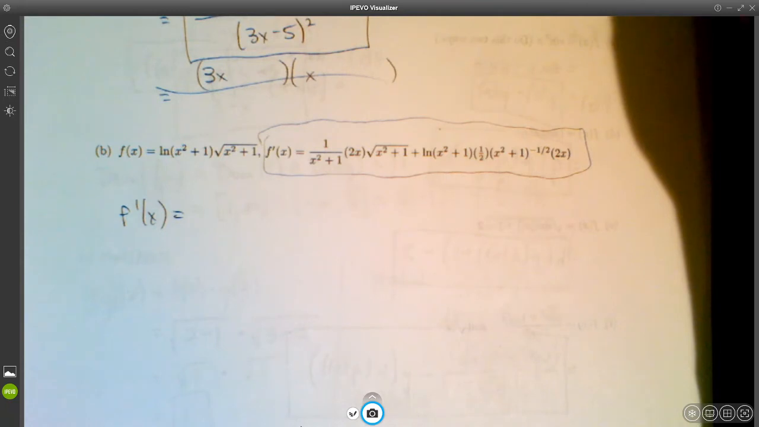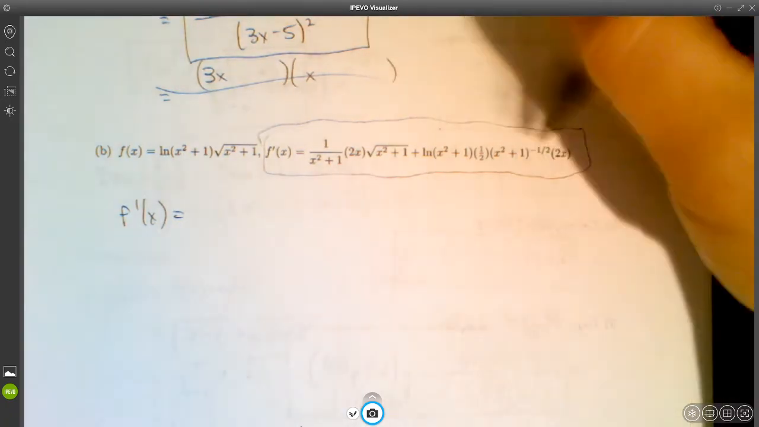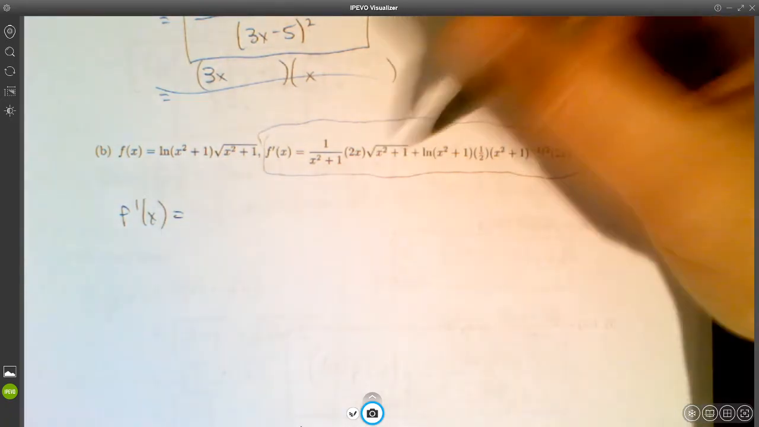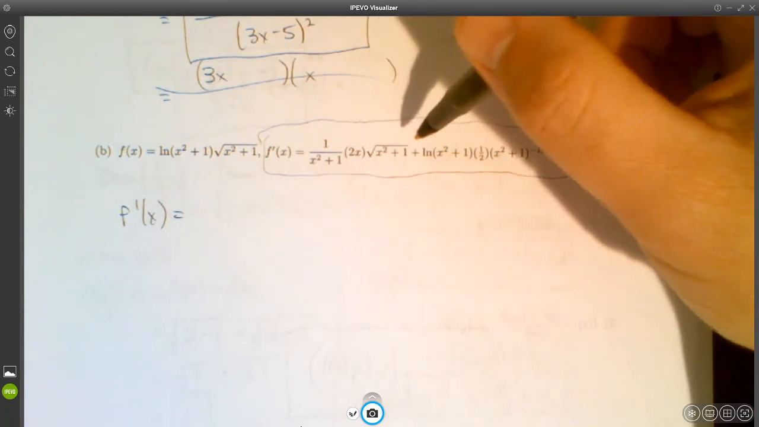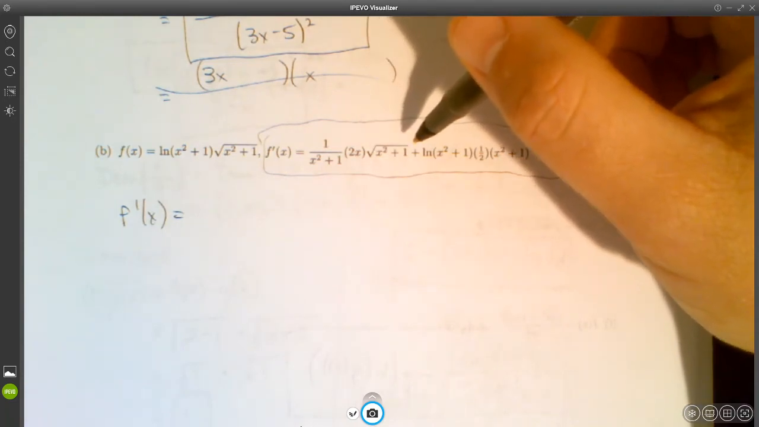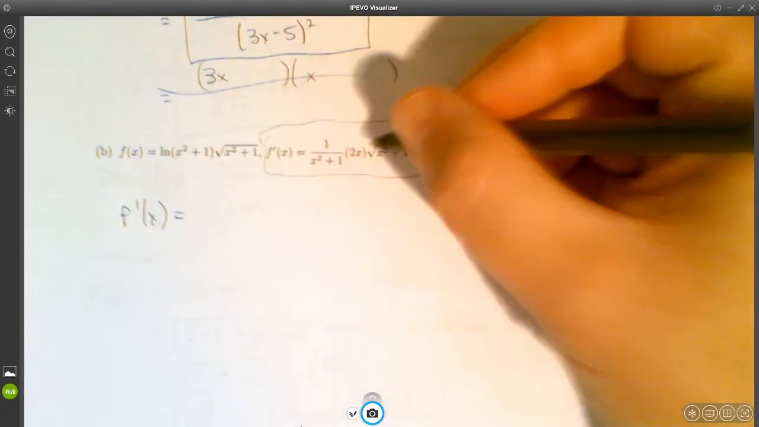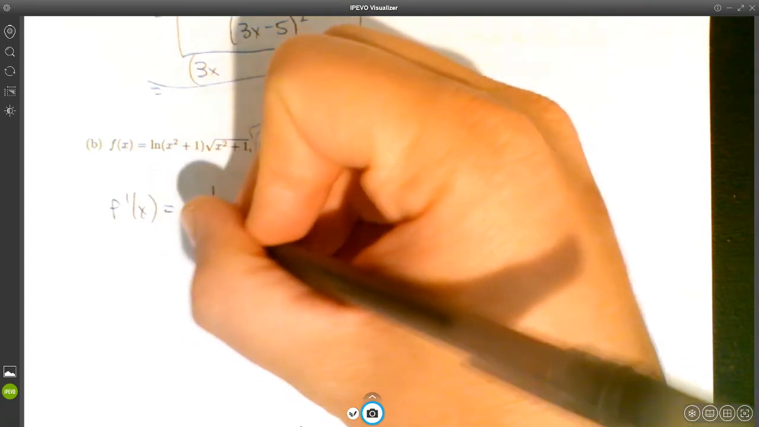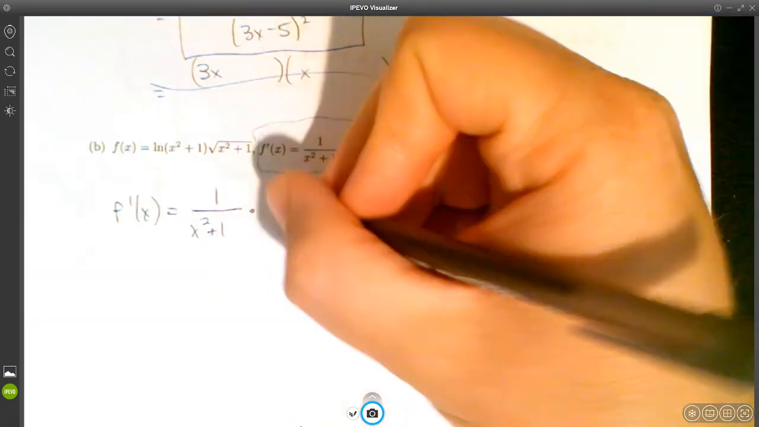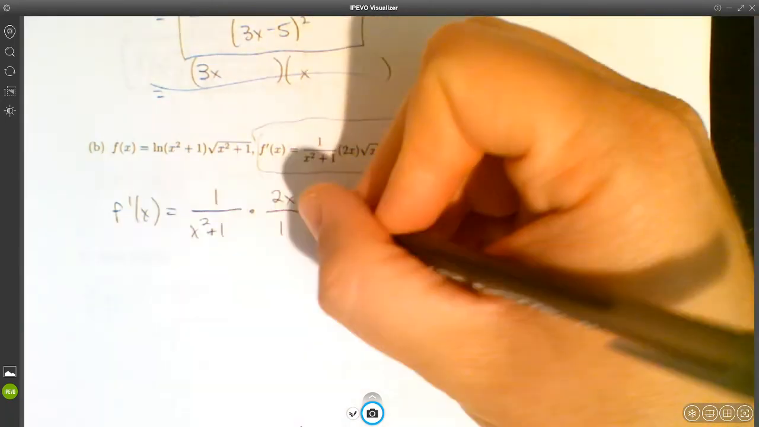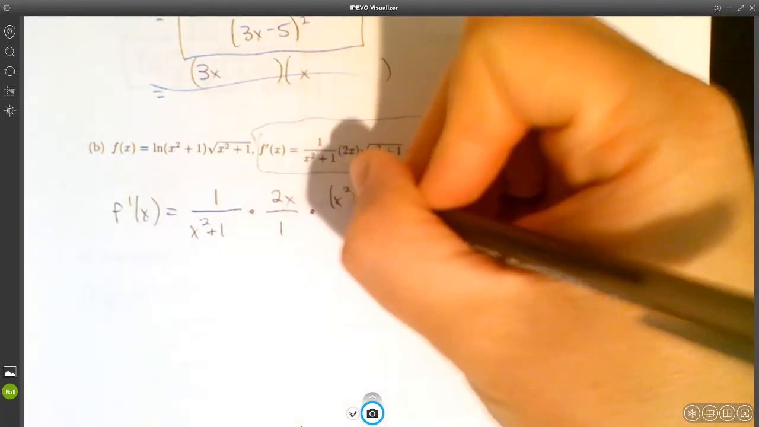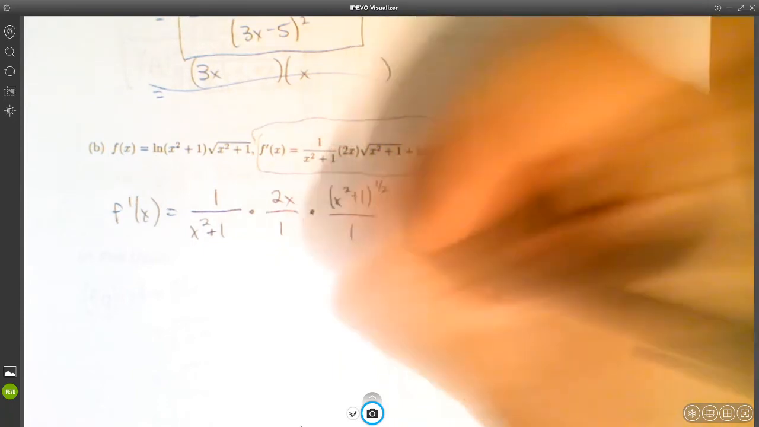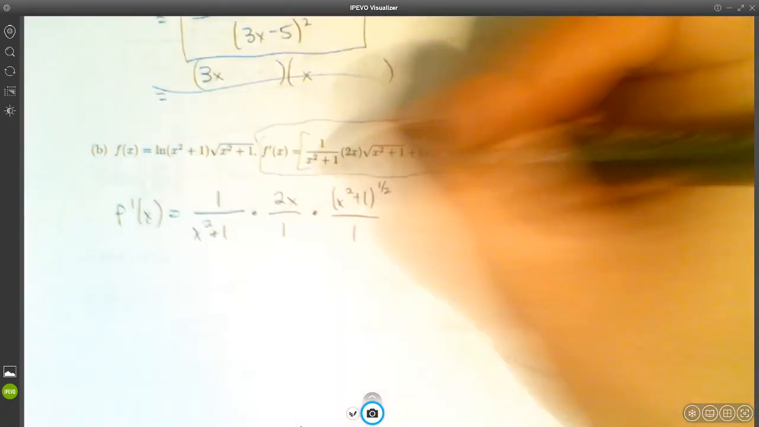One thing that might be useful when simplifying these things is that anywhere I see a square root, I'm going to write that as an exponent instead of a square root. And then I'm also going to rewrite all of my terms as fractions. So in other words, I have 1 over x squared plus 1 times 2x over 1 times x squared plus 1 to the 1/2 power over 1. Right? That's that first term.